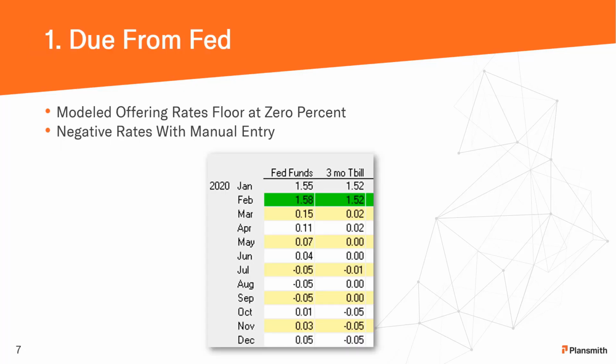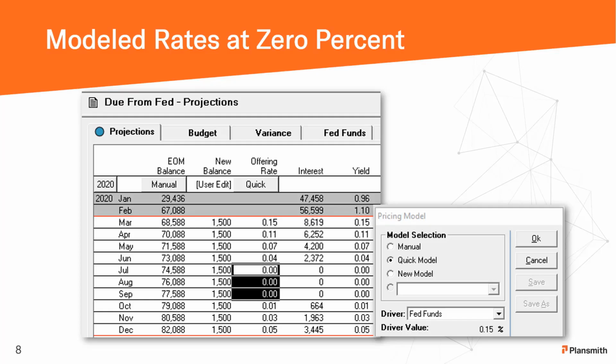Here, we're showing negative interest rates forecasted for both Fed funds and the 3-month T-bill. Fed funds is negative in July, August, and September. If the Fed were to actually pay a negative rate on your balances, how could you show this in Compass in your budget? First thing to be aware of, this account's offering rate is linked to Fed funds using a model. Notice the offering rate is 0 in July, August, and September. Compass will floor the offering rate at 0 if you use a model. So, how do we get a negative rate and income in Compass?